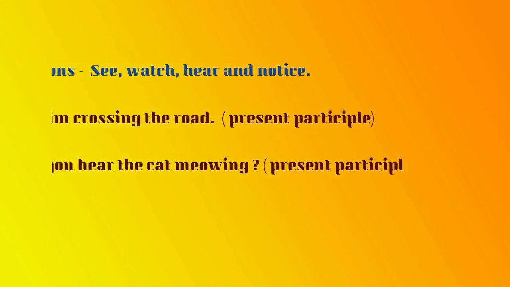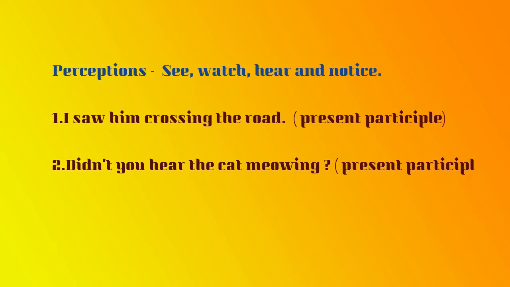And please remember, even after verbs of perception, like see, hear, notice and watch, we use present participles. For example, I saw him crossing the road. What is the perception verb here? It is saw. The next one: didn't you hear the cat mewing? Right? Is it clear?